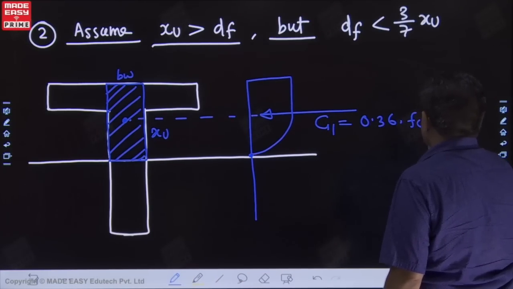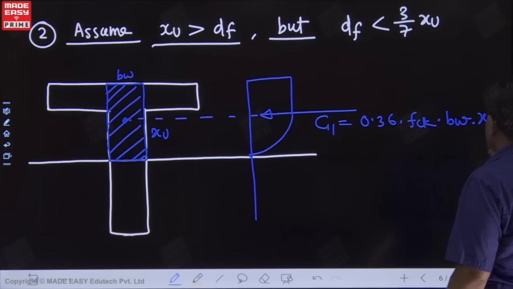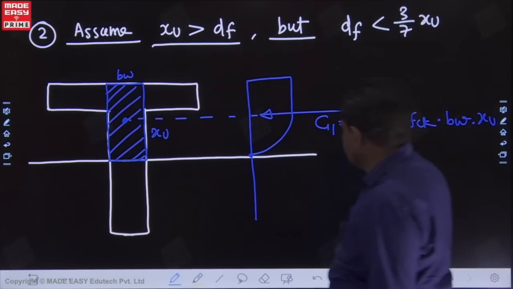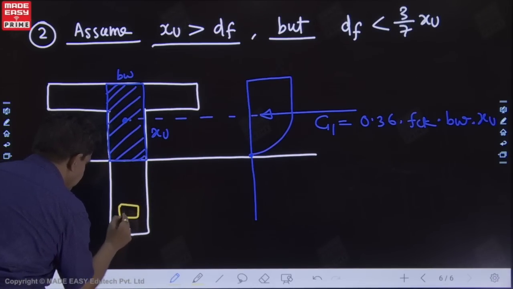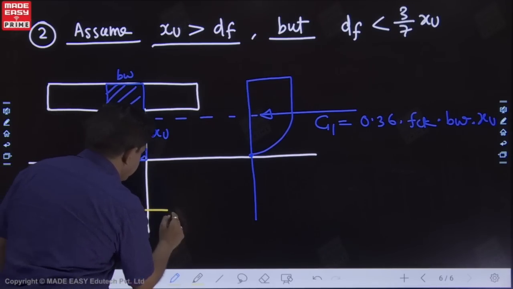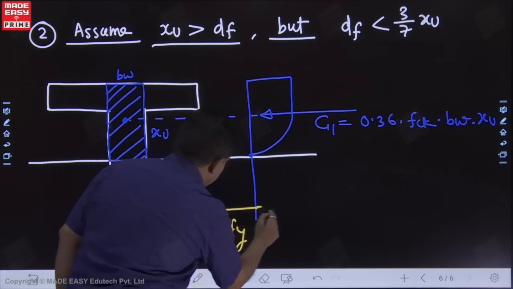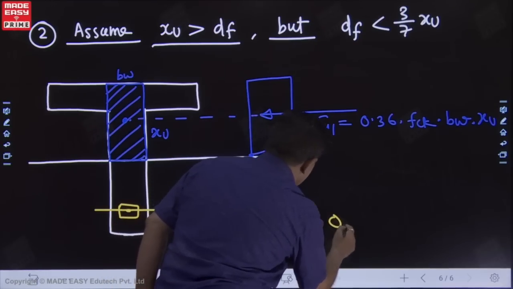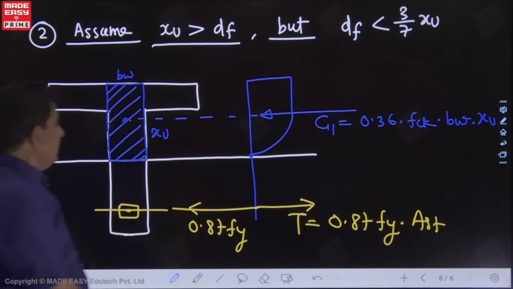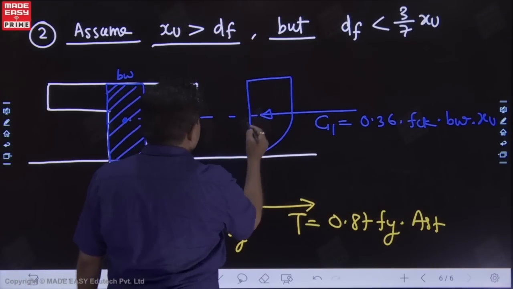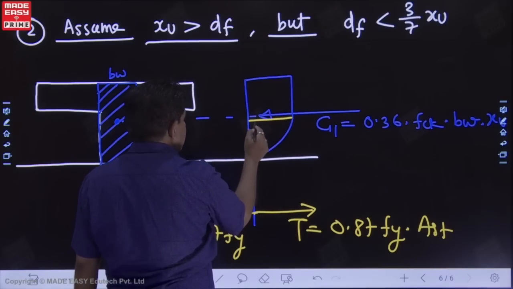That will be equal to 0.36 into fck into bw, the width of this portion, into Xu, you will write the value. And suppose here is tension reinforcement. Suppose I concentrate total tension reinforcement over here, then in this portion you have 0.87 fy and total tension force is equal to 0.87 into fy into Ast. Now see, this stress diagram has two parts. One is this rectangular portion and one is this parabolic portion.